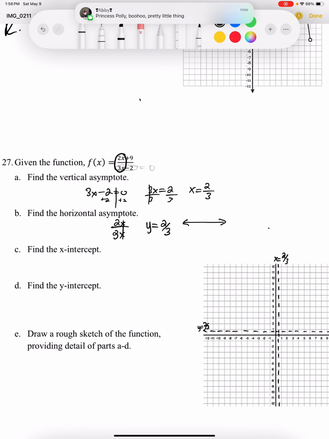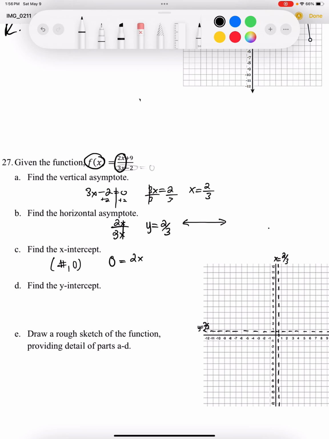Okay, the x-intercept. For an x-intercept, it is a point with 0 for the y. So what that means is if we plug in 0 for y, this is the y value. So you're going to put 0 equals 2x plus 9, and on the bottom 3x minus 2. And then you solve for x.